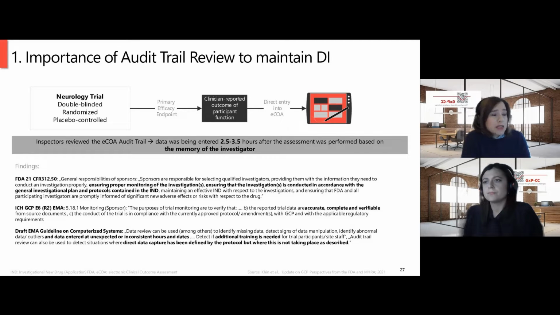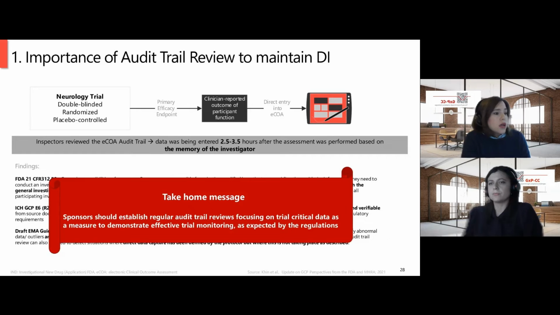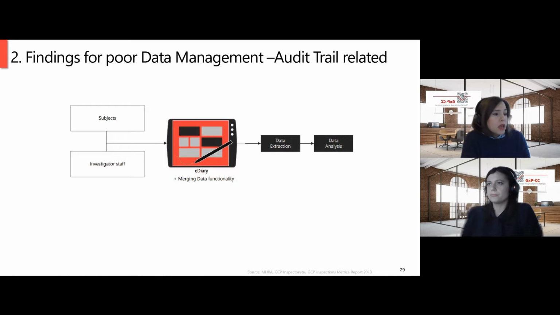Last but not least, what is important is that a good audit trail review plan should be in place, so that these inconsistencies and data input errors are spotted on time, so that corrective measures can be taken. Yes, so our take-home message here is that there should be a regular audit trail review in place based on critical data to demonstrate effective trial monitoring, as it's expected from the regulations.